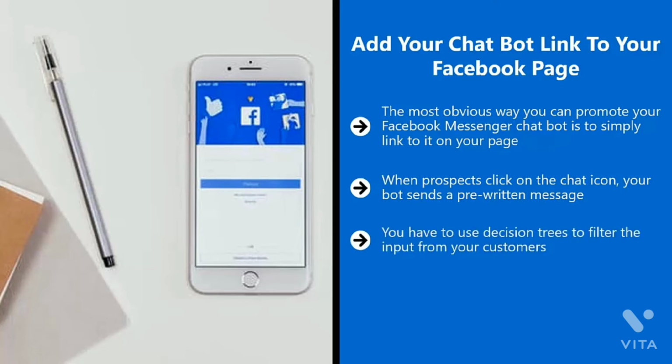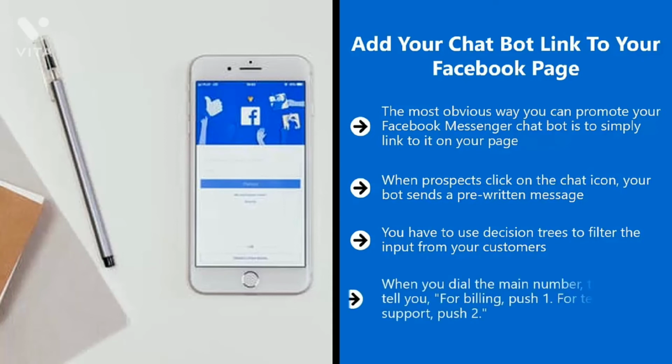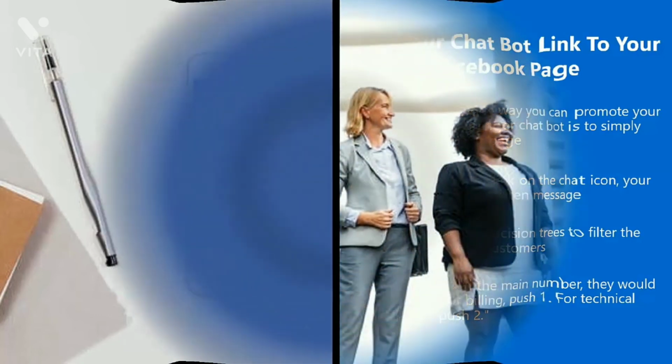You have to use decision trees to filter the input from your customers. It's kind of like making a phone call for customer service. You probably have done this. When you dial the main number, they would tell you, for billing, push 1. For technical support, push 2. And then once you push that number, there's another menu, and then another menu after that. You can do the same with your Facebook Messenger chatbot so the customer gets the specific information they need.